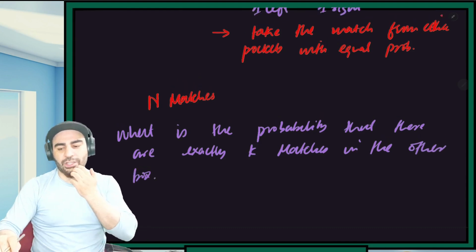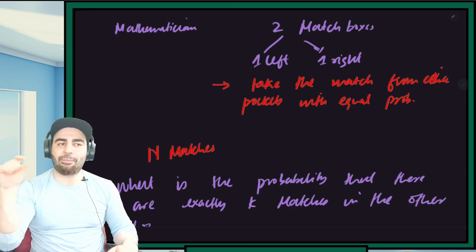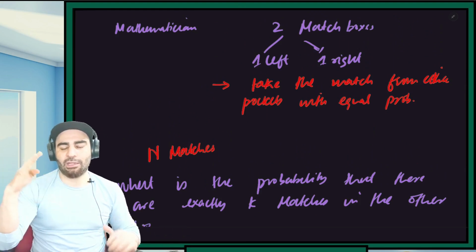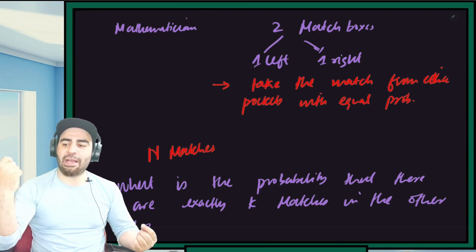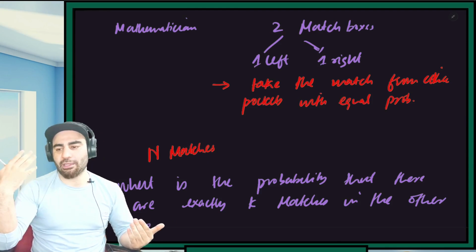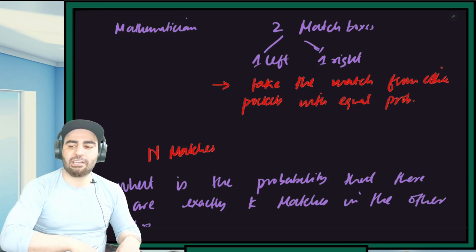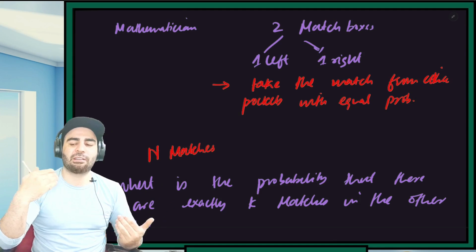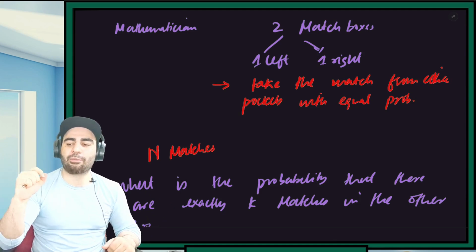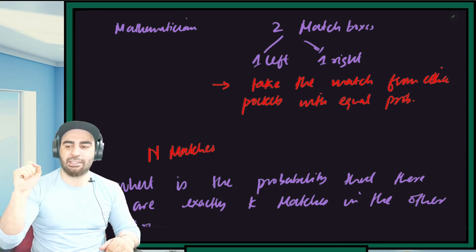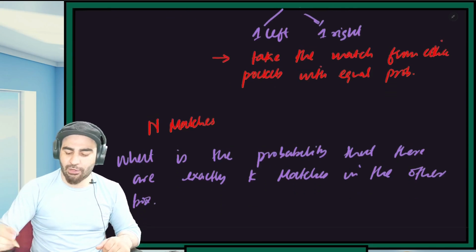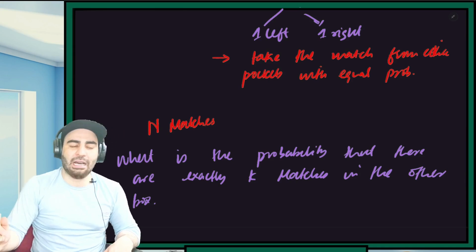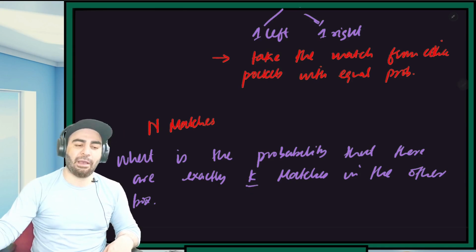Again, repeating the question. At all times, a pipe-smoking mathematician carries two matchboxes, one in his left pocket and one in his right pocket. Each time he needs a match, he is equally likely to take it from either pocket. Consider the moment when the mathematician first discovers that one of his matchboxes is empty. If it is assumed that each matchbox initially contains n matches, what is the probability that there are exactly k matches in the other box? You have to compute this probability. Once he discovers that the box is empty, what is the probability that the other box will have exactly k matches?